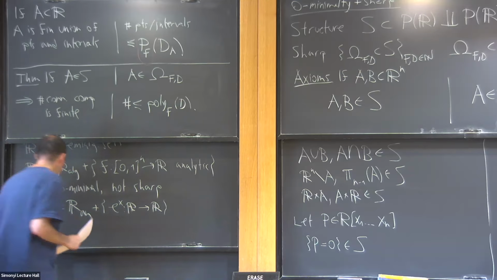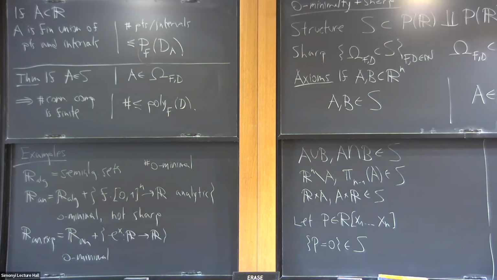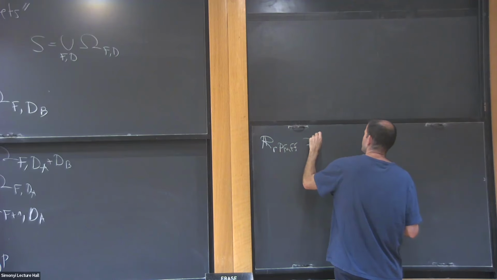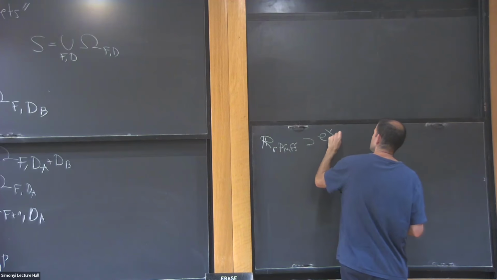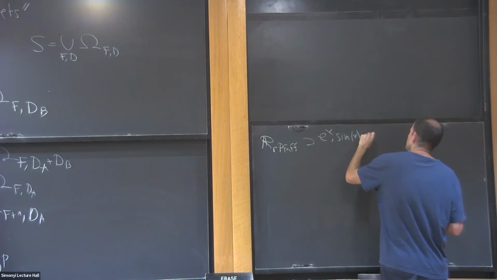So the question is, are there structures that are more than R-alg and are sharp? It's not easy to construct even one example. So I'll just mention that there is a structure called restricted Pfaffian. It contains, for example, the graph of e to the x, sine x, elliptic functions, or Boolean functions, but all restricted to compacts.